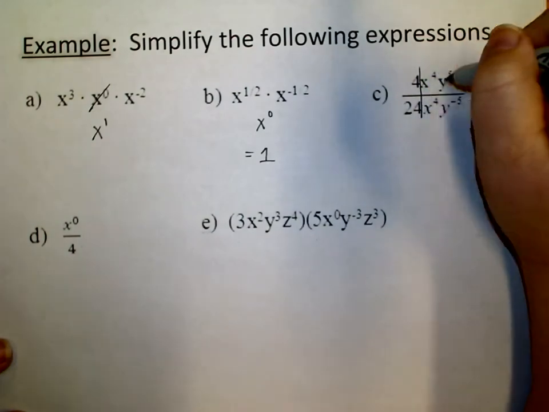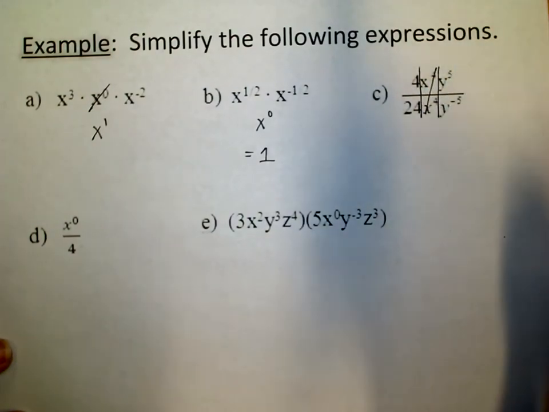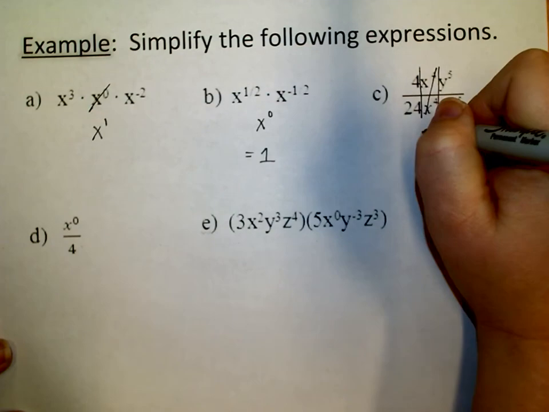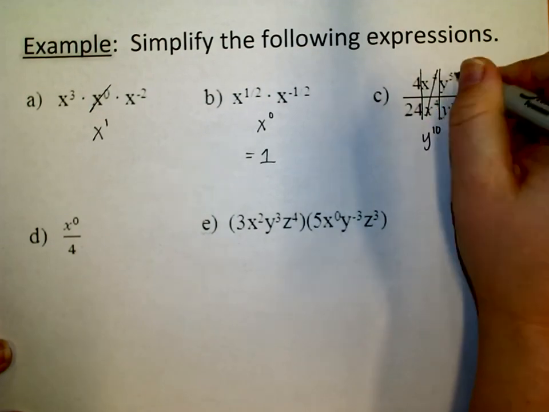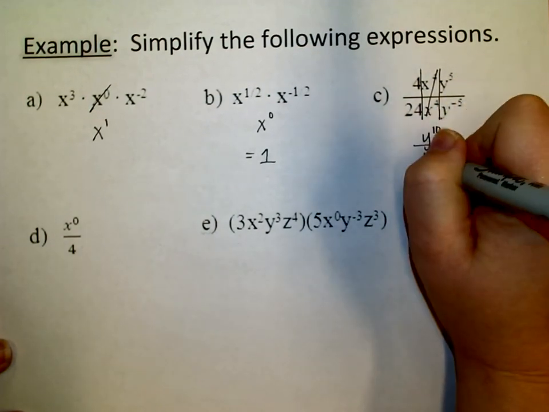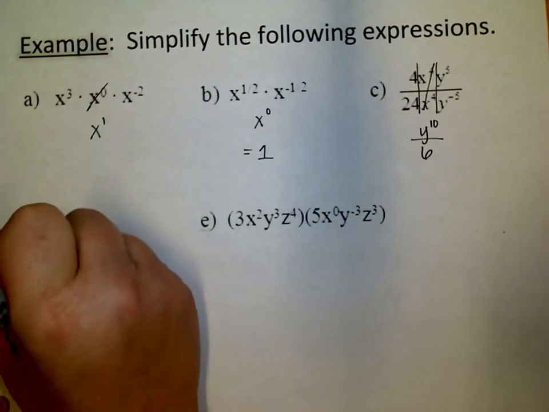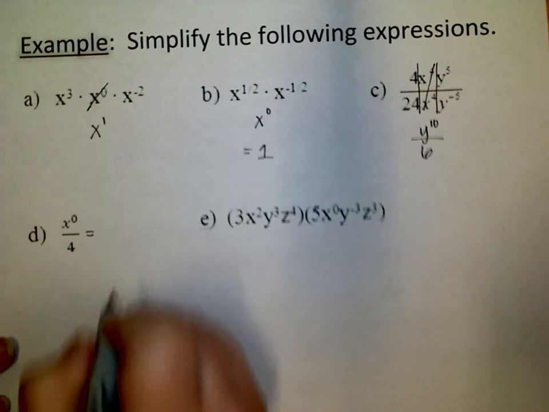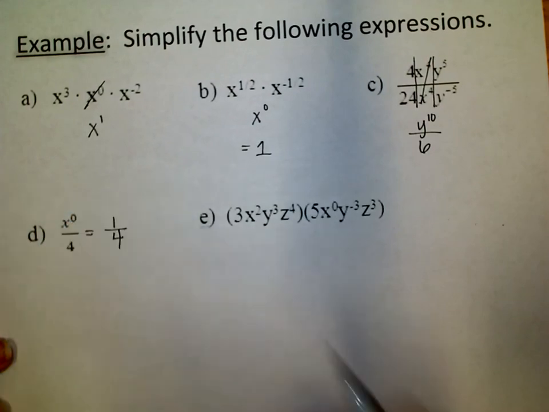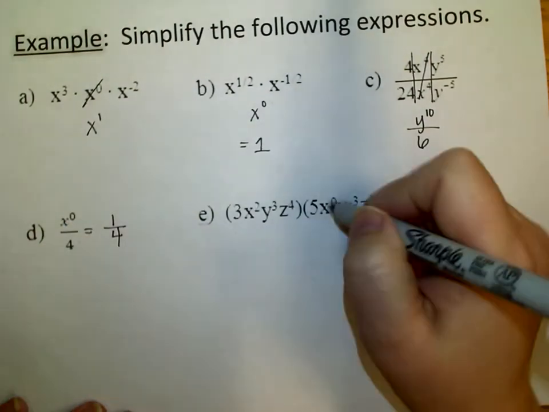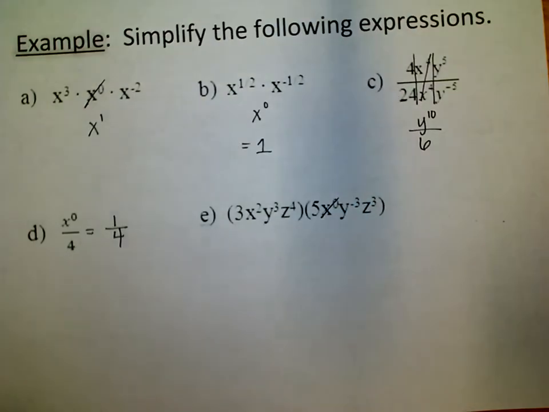Okay. Here, my x to the 4ths cancel out. I get y to the 10th, that's 5 minus negative 5, over 6, because that's what 4 over 24 reduces to. This x to the 0 would be 1, so this would give me 1/4. And then here, again, it's only the x that has the 0 power. That 5 does not go away.